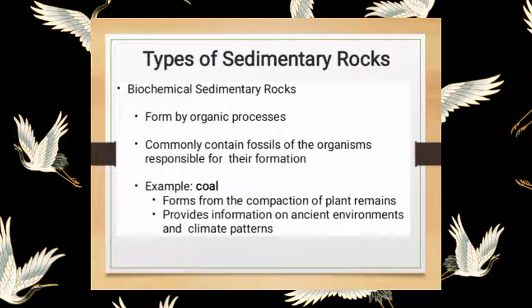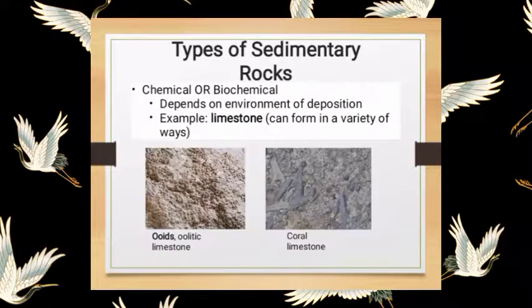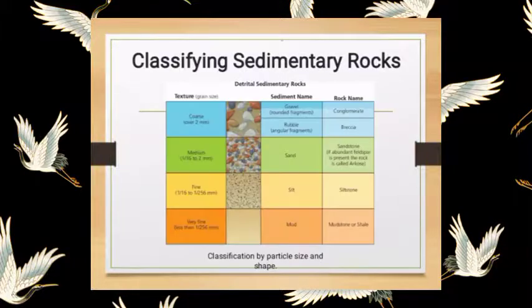An example of this is coal. It forms from the compaction of plant remains and provides information on ancient environments and climate patterns. Whether a rock is chemical or biochemical depends on the environment of deposition. An example of this is limestone. It can form in a variety of ways, such as oolitic limestone and coral limestone.